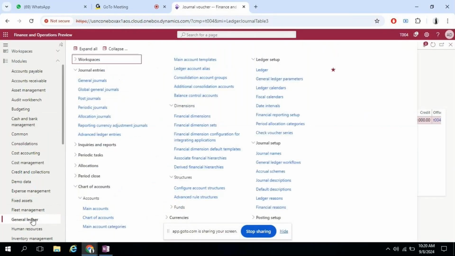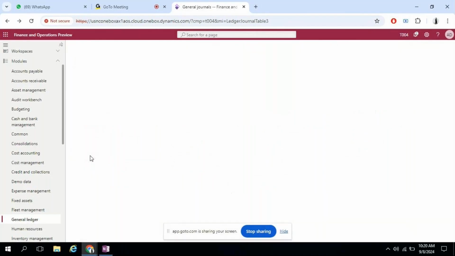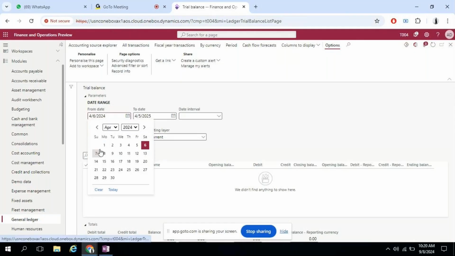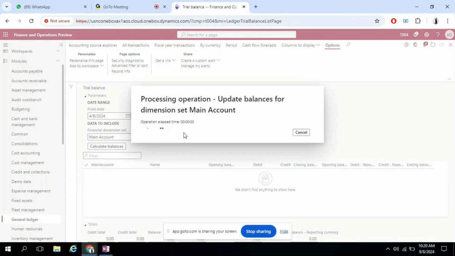So there are a few standard reports in it. If you go to the general ledger module, inquiries and reports, you go for the trial balance. Enter this trial balance, whatever your date is. Normally it will automatically take up, because for the UK I believe it was 6th of April till 5th of April. Okay, so I will calculate the balances. You can change the date also as per your convenience.